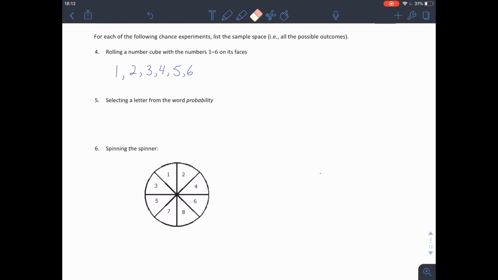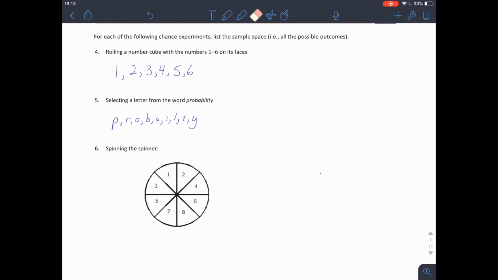Sample space can get a little trickier with something like number 5 when selecting a letter from the word probability, because we do have letters that repeat inside of the word probability. We don't need to have those show up more than once in our sample space. In fact, all of our possible outcomes should only be listed once in our sample space. So our sample space for probability looks like the word probability, but we're missing our letters that are repeated. So it's just P-R-O-B-A-I-L-T-Y. We don't have to repeat the B or the I when they repeat in the word.